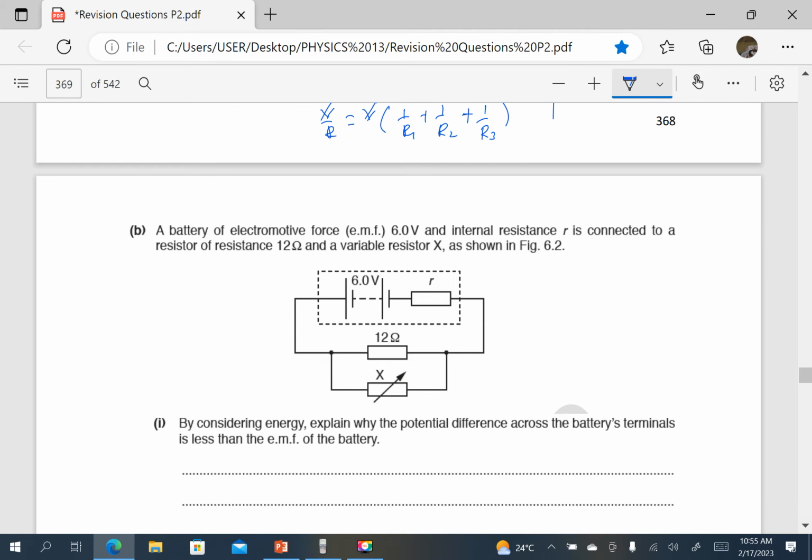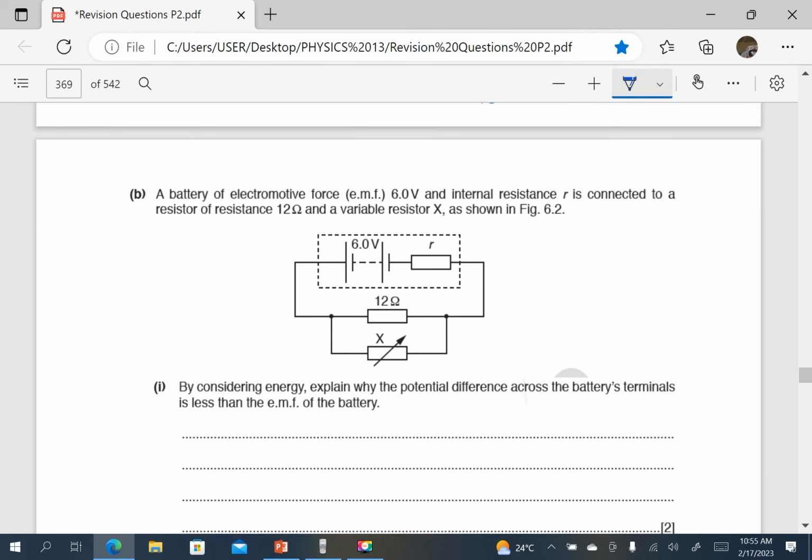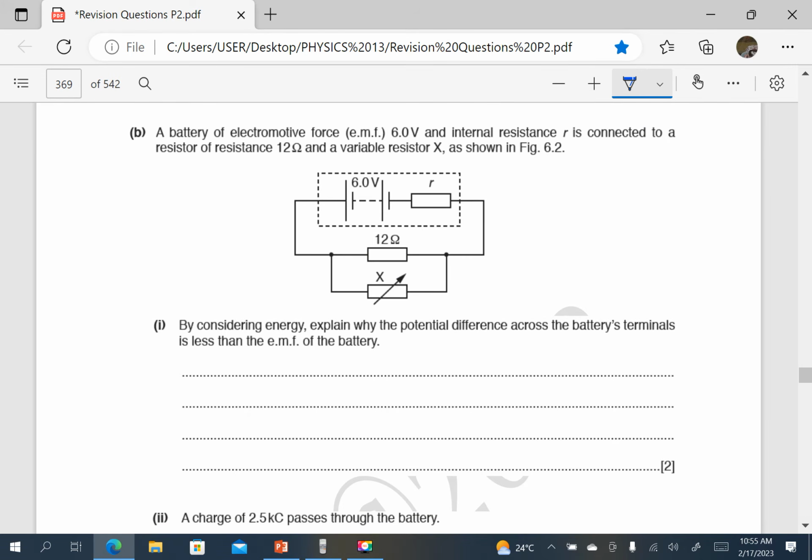A battery of EMF 6 volts and internal resistance R is connected to a resistor of resistance 12 ohms and a variable resistor X as shown in the figure here. We can look at the figure.